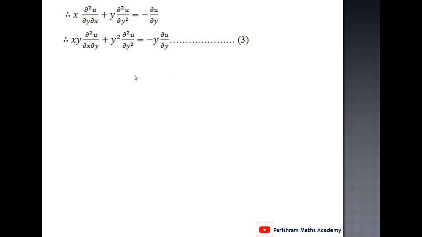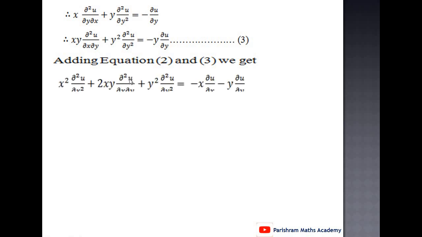Then adding equation number 2 and 3, we get x² into ∂²u/∂x² plus 2xy into ∂²u/∂x∂y plus y² into ∂²u/∂y² equal to, from equation number 2, the right hand side is minus x into ∂u/∂x, and from equation 3, minus y into ∂u/∂y. Taking the minus sign as common, therefore x into ∂u/∂x plus y into ∂u/∂y.